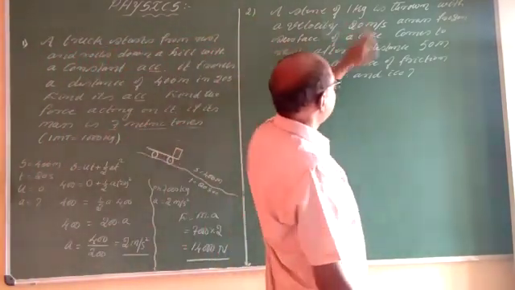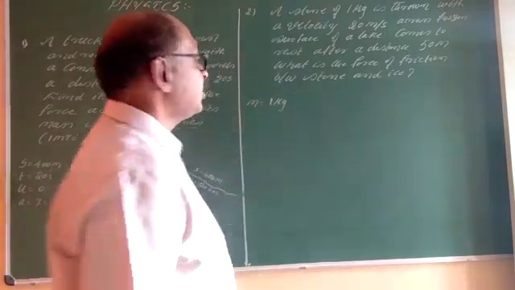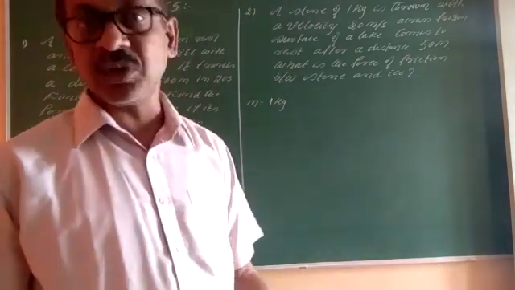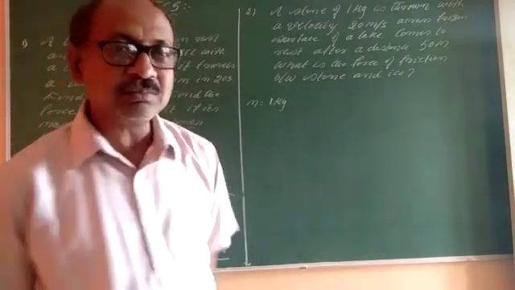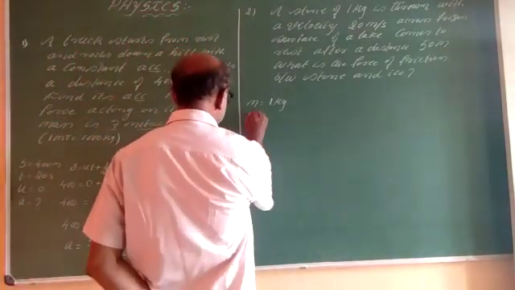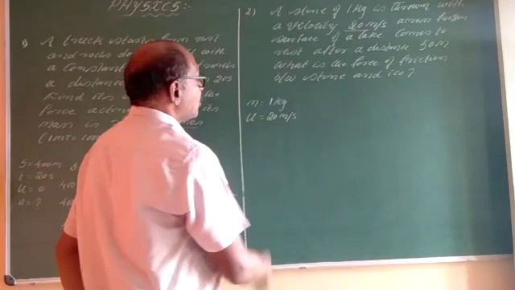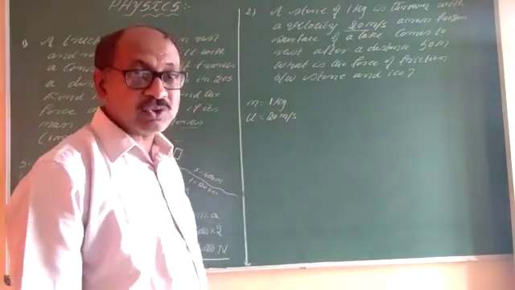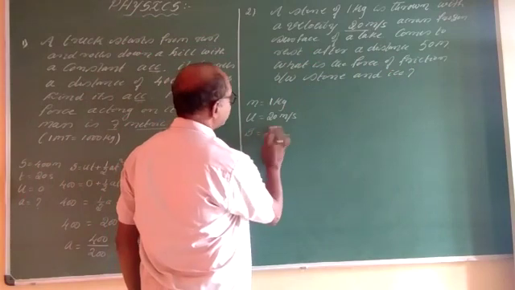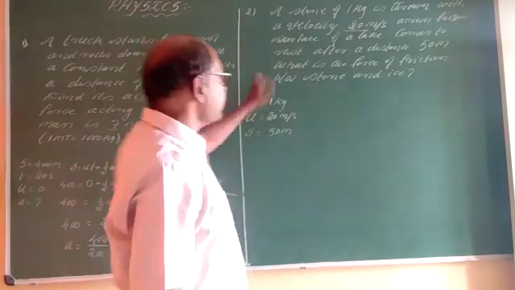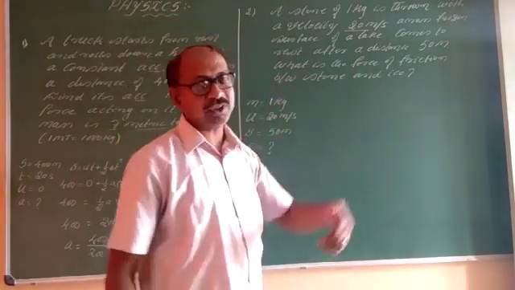A stone of mass 1 kg is thrown with a velocity, which is considered the initial velocity. Therefore the initial velocity is equal to 20 meters per second across the frozen surface of a lake. It comes to rest after a distance of 50 meters. What is the force of friction between the stone and the ice? We need to find the force of friction.